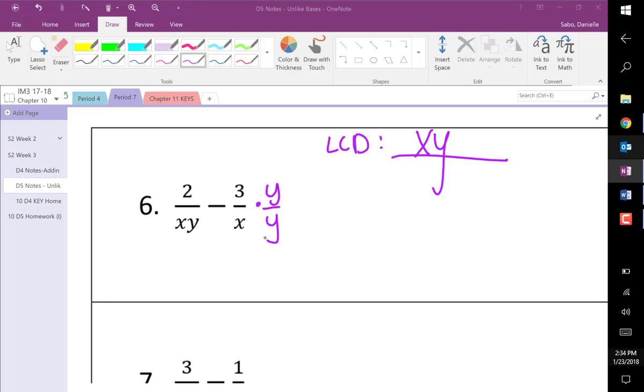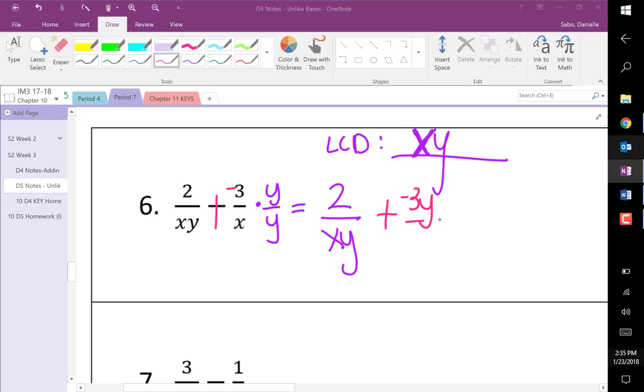Is it X and Y or Y and Y? X and Y. I don't know what I thought it was. So I'm just going to go ahead and rewrite it. What happens to my sign here? Changes, and you got to change the sign to negative. Yeah. So then I have minus 3y on top all over xy. I knew that because negative 3 times y is that.